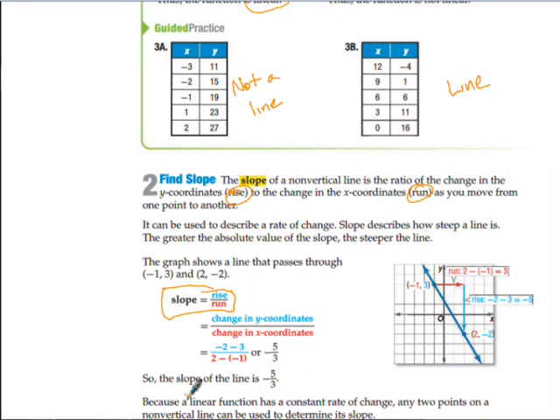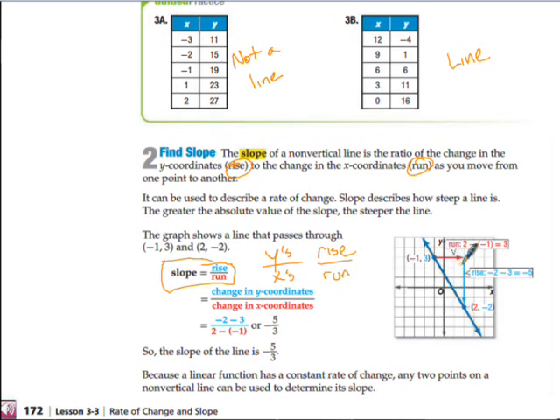Students have no problem remembering that, but sometimes we forget whether to put the y on top or the x's on top. And I'm going to tell you that y's rhymes with rise, so they both go on top. So it's y's over x's. So it's rise over run, okay? And the rise over run is just the vertical change over the horizontal change.